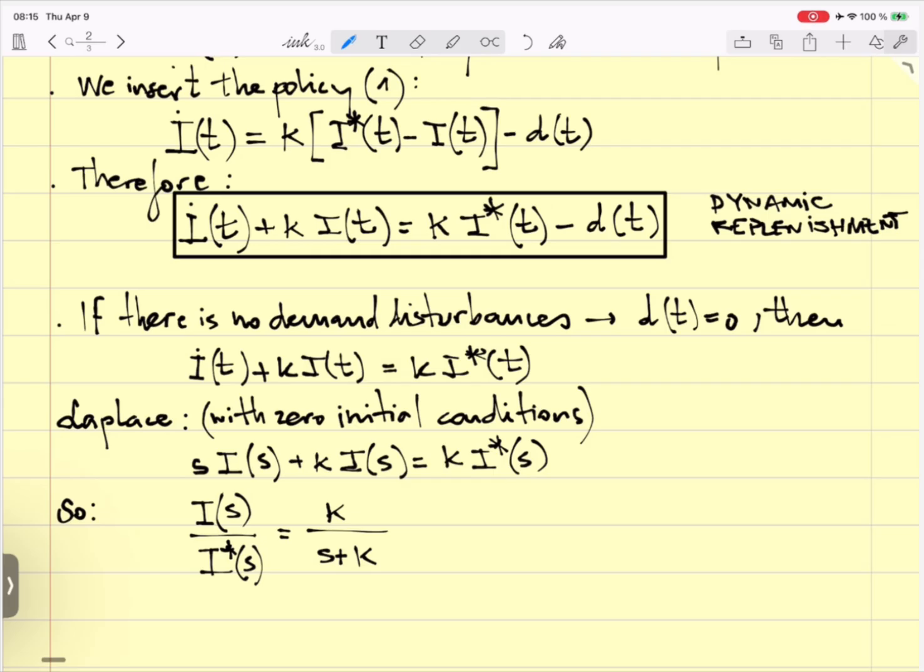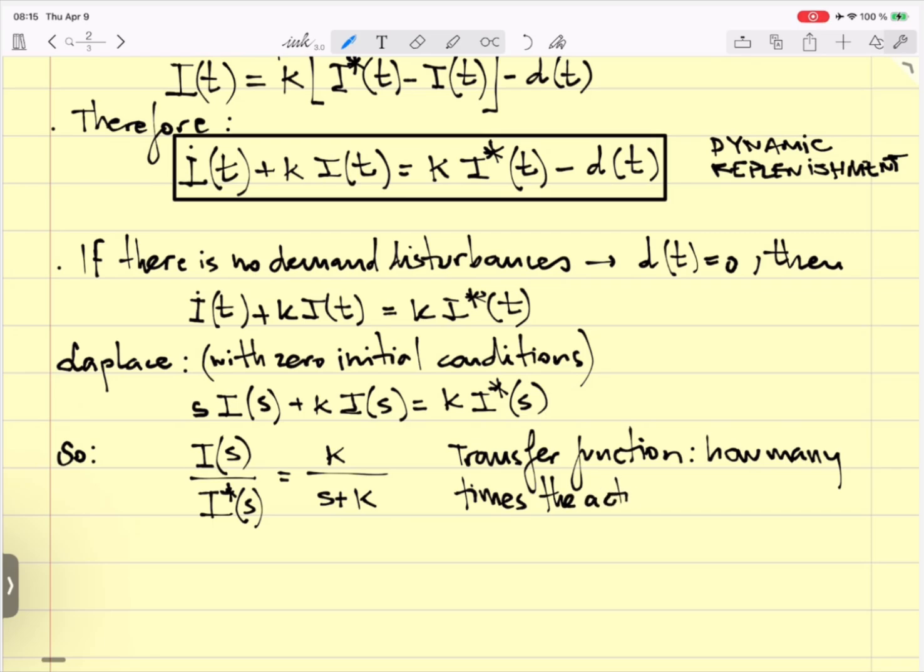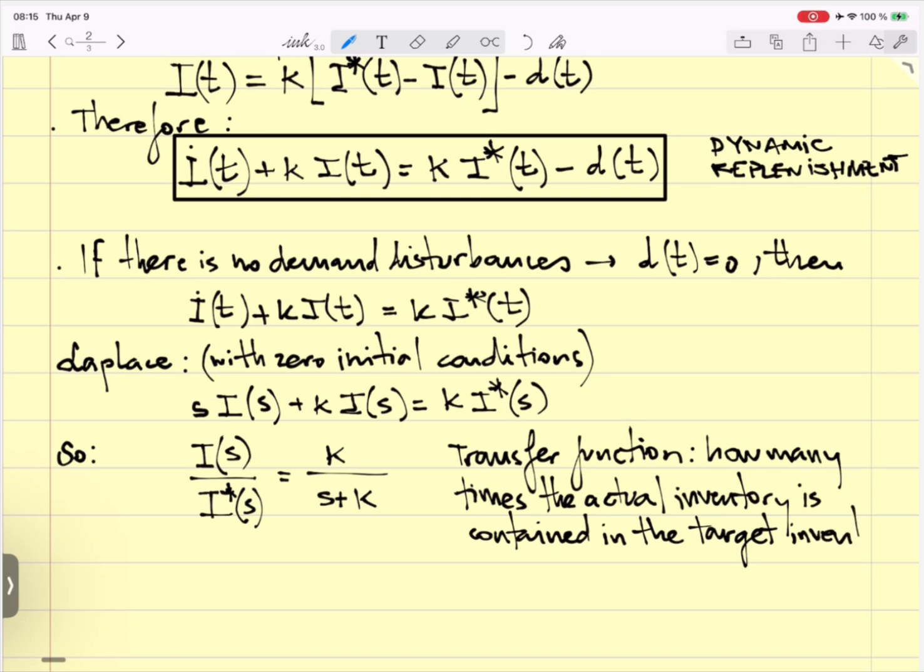So this is the transfer function. Remember what we saw yesterday: how many times the actual inventory is contained in the target inventory. Okay?